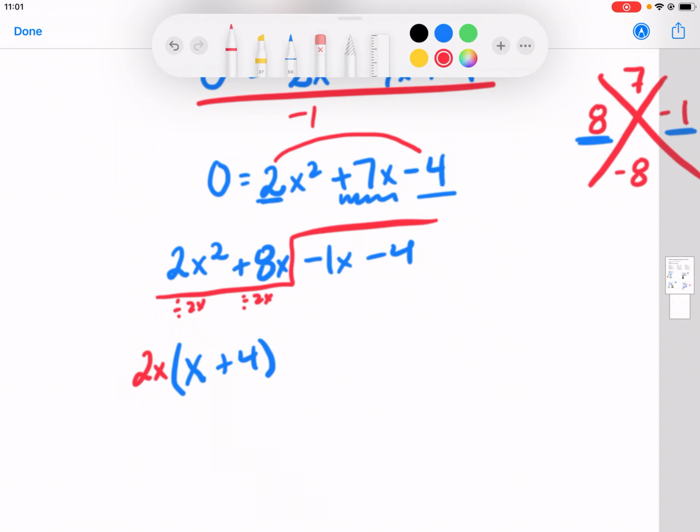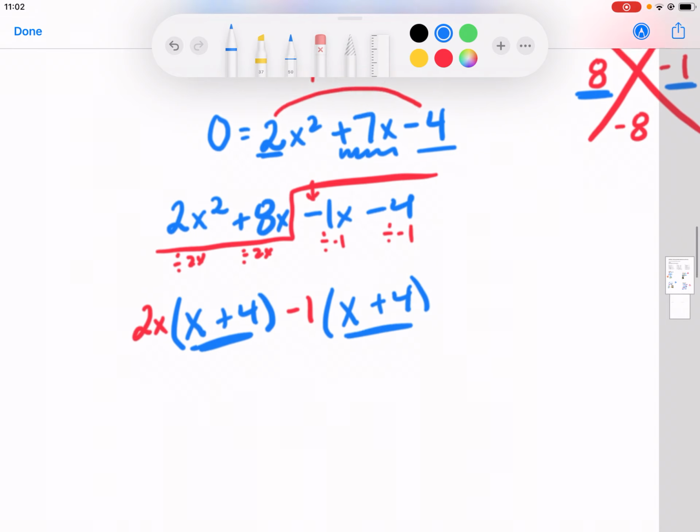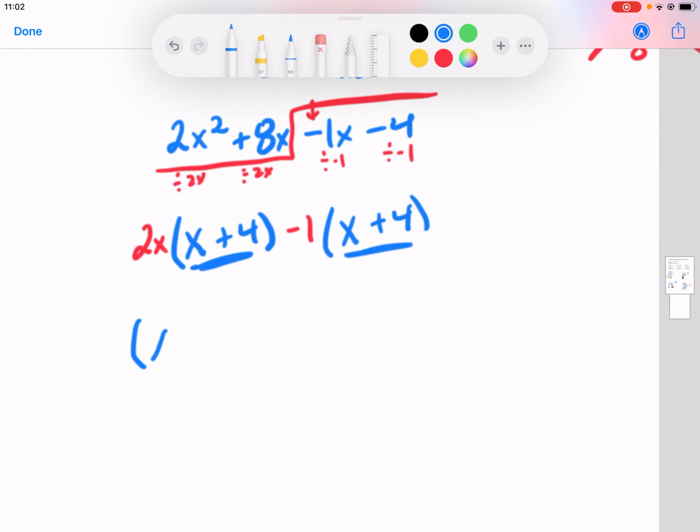Then you do the same thing for the next pair. You find your greatest common factor, which is negative 1. And we do a negative because the first number is negative. And then negative 1x divided by negative 1 is a positive x. Negative 4 divided by negative 1 is a positive 4. If you've done it right at this point, you should get the exact same factors right here. So I'm going to go ahead and write x plus 4, and then we'll write 2x minus 1.